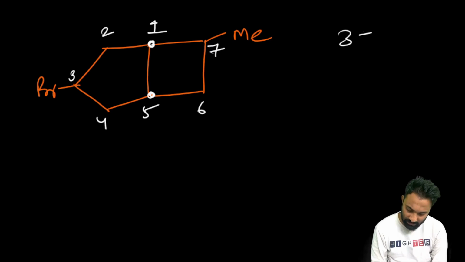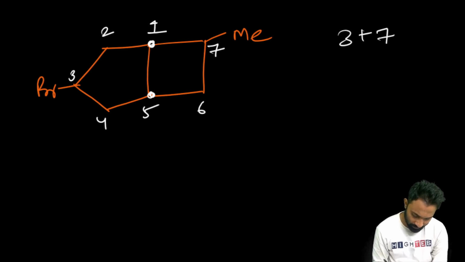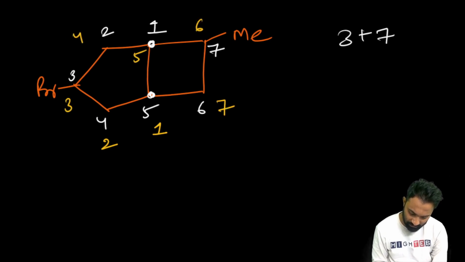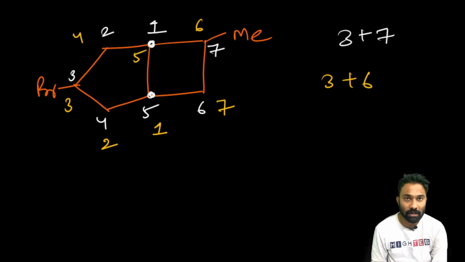Substituents are getting 3 and 7 in the white color path. Done. Then if I go for the bridged carbon: 1, 2, 3, 4, 5, 6, and 7. Now in the yellow color path, what are we getting? 3 and 6. 3 and 6 is the locant sum rule, right?